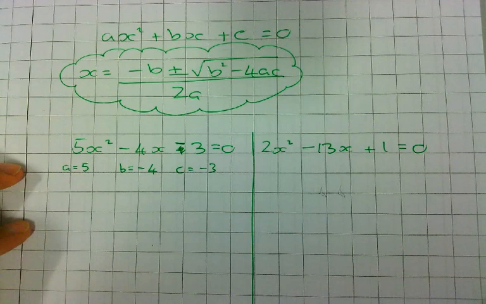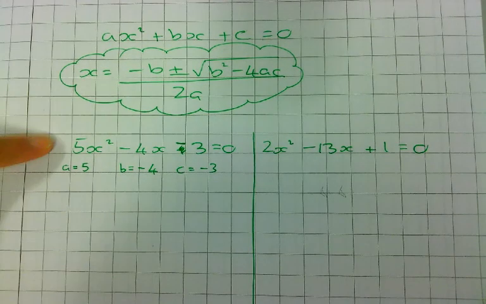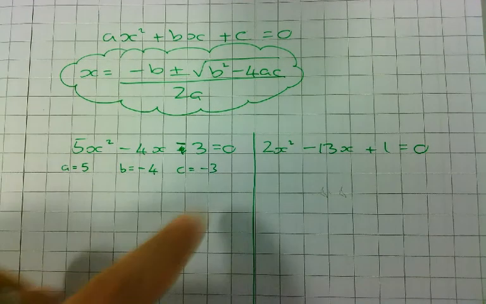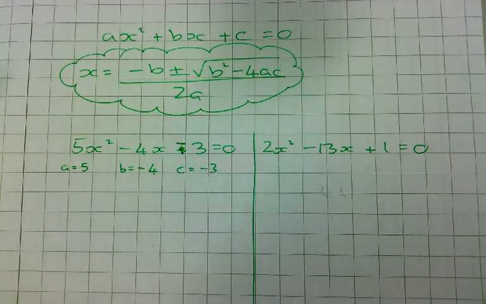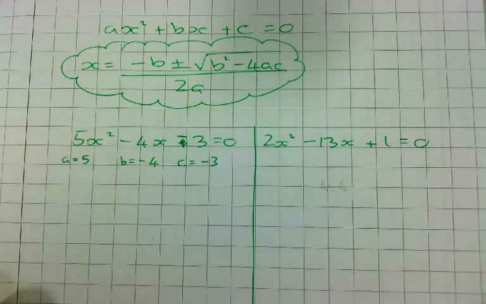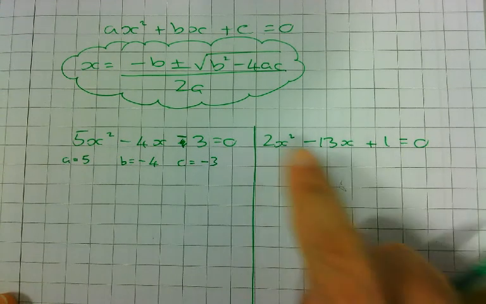Some of you were struggling with that on the homework because you were forgetting the negatives. I think some of you were trying to do the 5 times the 3. We're not doing that anymore. That's only when you're factorising it. Just make sure it equals 0.